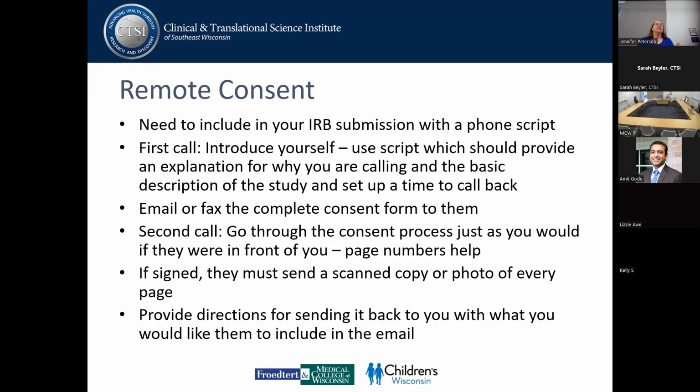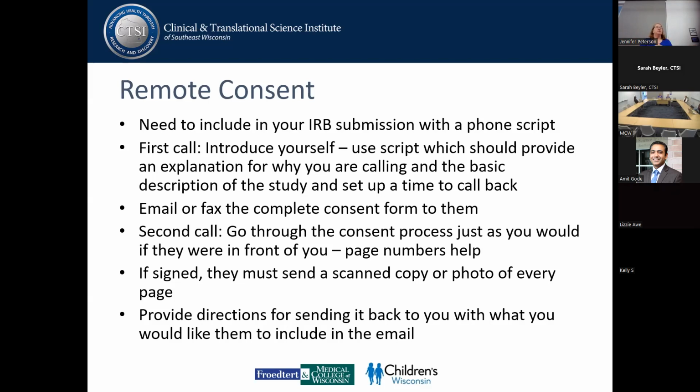So I would introduce myself. I would use that phone script, which provides an explanation for why I'm calling, the basic description of that study, and then setting up a time to call back, because what has to happen is that you have to get them the consent form. So you have to email them or fax the complete consent form to them. However, that might work depending on where they are and what they have access to.